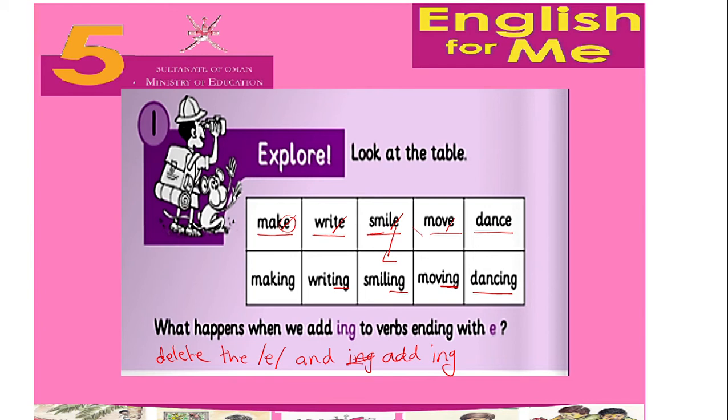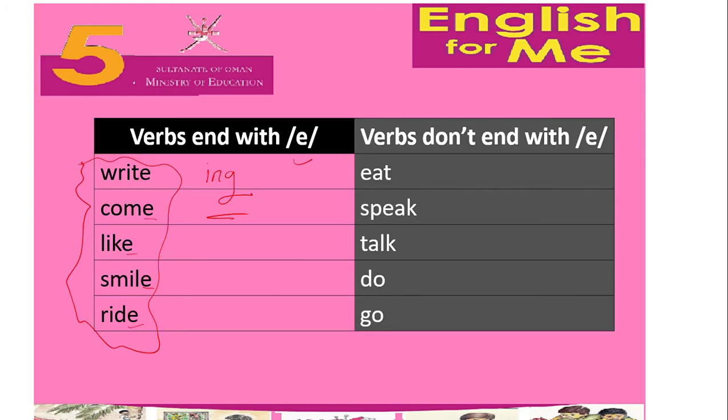Now, my students, I want you to come back here to these verbs, as you can see here. Let us add ing to like. We will add ing to like together. How can I add it? I will write like. Do I write e? No, I don't write the e. Like, I add directly ing because I will delete the e. Let's look to come here. So I will write come. Do I add e? No, I will not add the e. I will delete it and I will add ing.